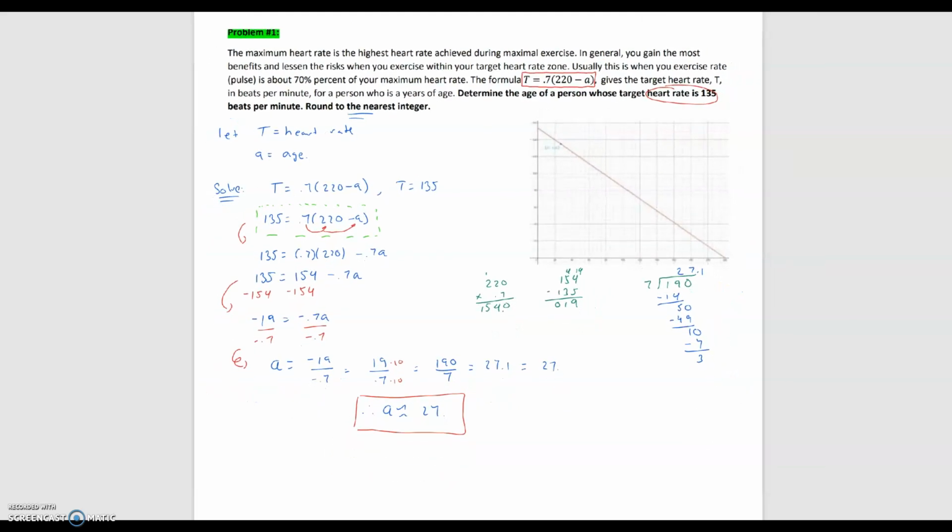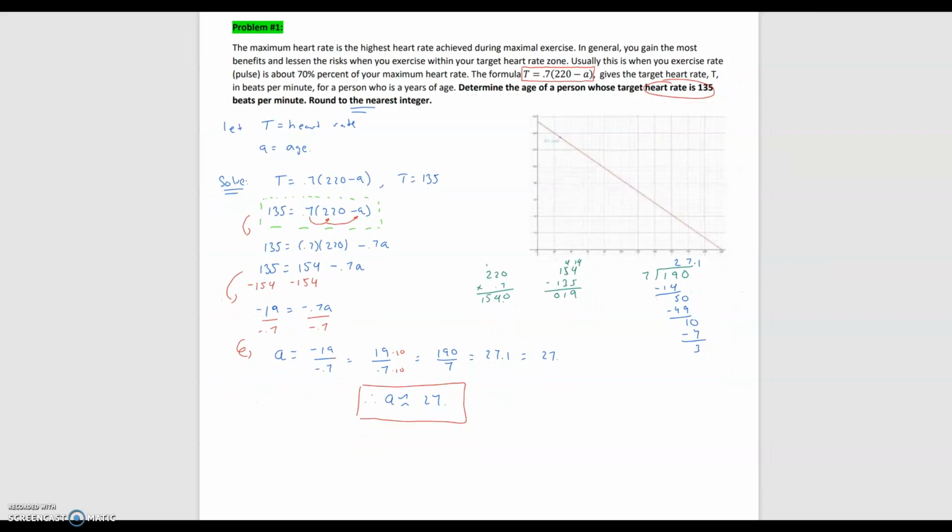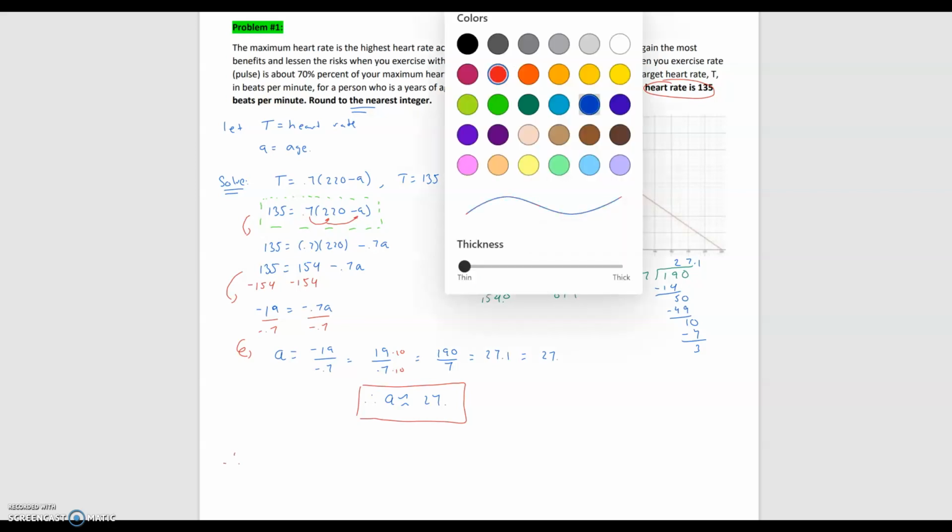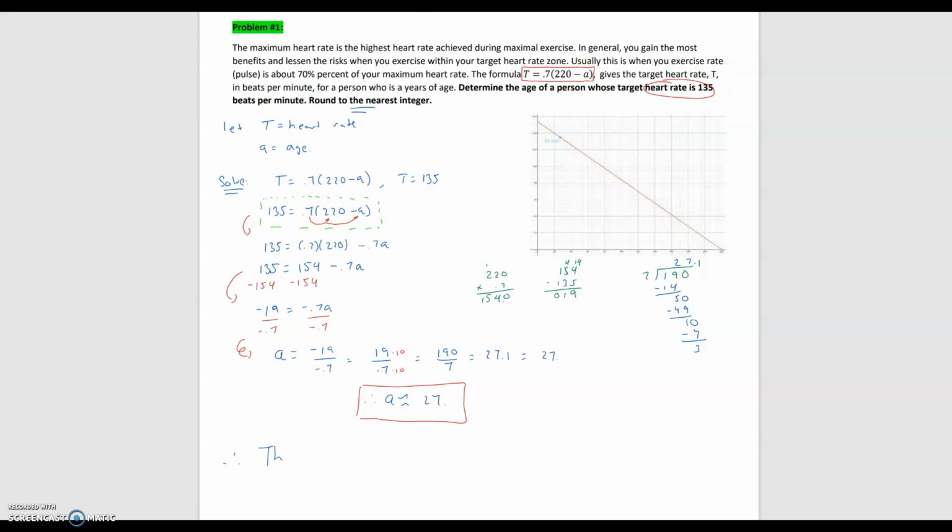And then they do want us to express this with a sentence. So in this case, the heart rate of 135 corresponds to a subject that is approximately 27 years of age.